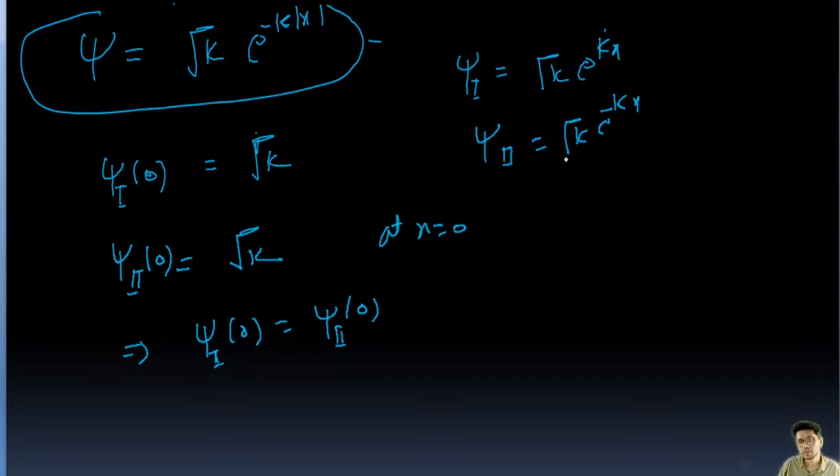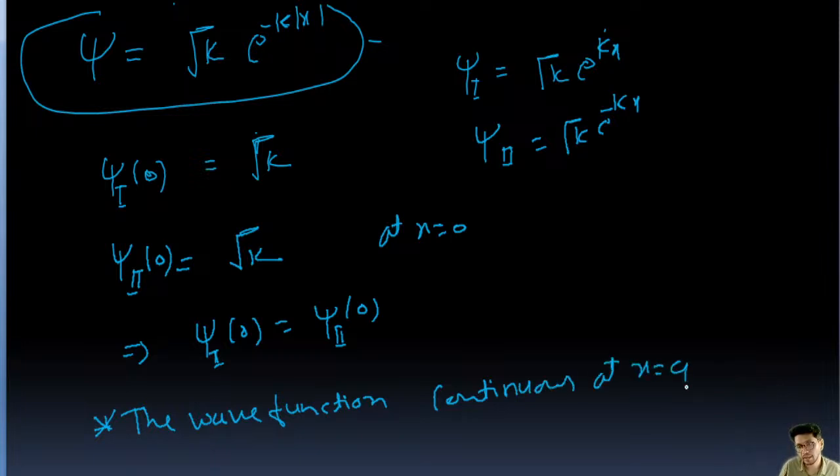So this is psi 1, this is psi 2. It means this implies the wave function is continuous at x equal to 0, my apology. Okay, next point.